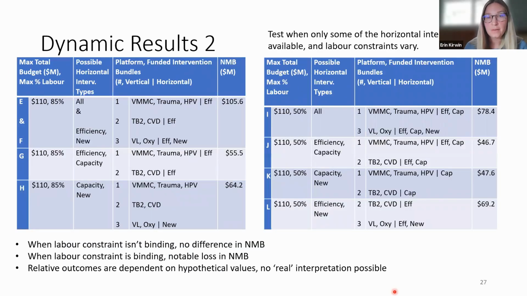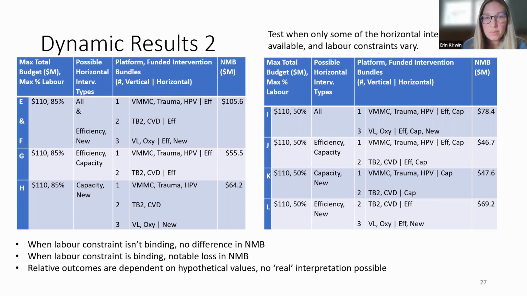So then this next set of results are designed to show what happens when the budget is held constant, but only some types of horizontal interventions are possible, and also show what happens when we vary the labor constraint. So on the left panel, the budget and the labor constraint are constant. And then you can see here that we're varying the types of horizontal interventions that are possible. So all of them are possible here, and then just kind of pairwise sets where we exclude one type of horizontal intervention.